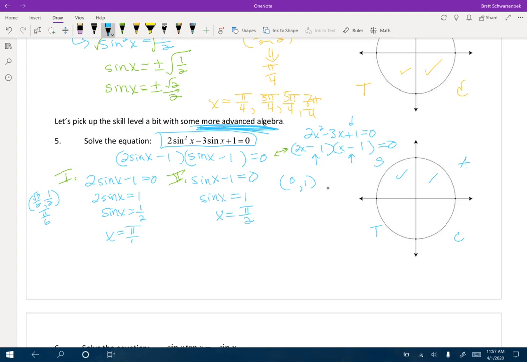Pi over 6 and 5 pi over 6, which means the ultimate solutions to our problem are all of these. So pi over 6, 5 pi over 6, and pi over 2, and you would list all of them as a result, and all of them can be checked by just subbing them into there and getting the result.